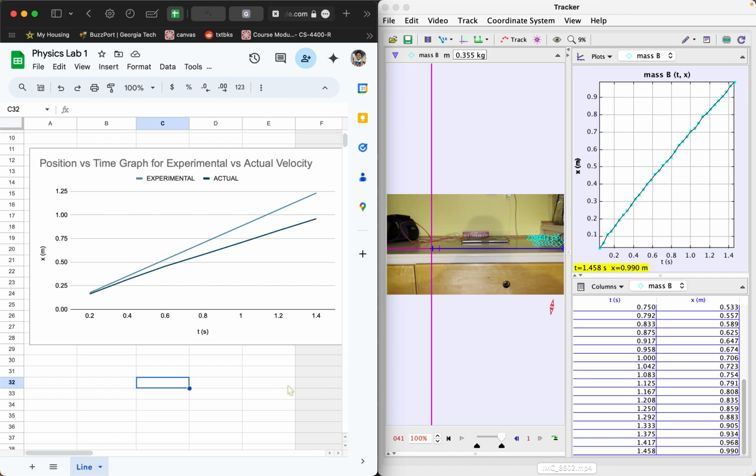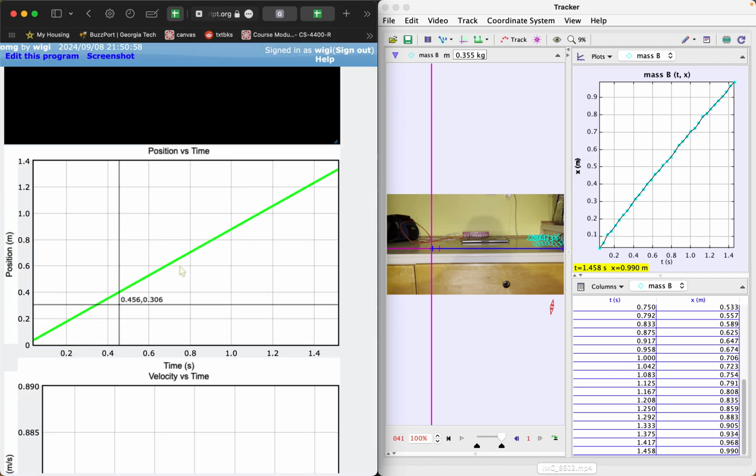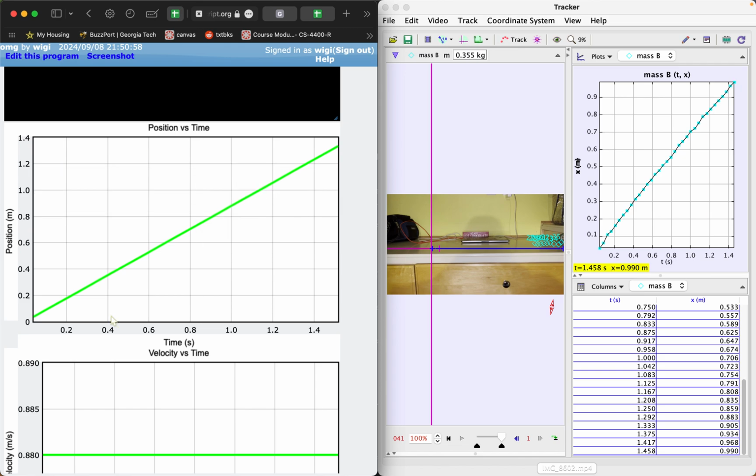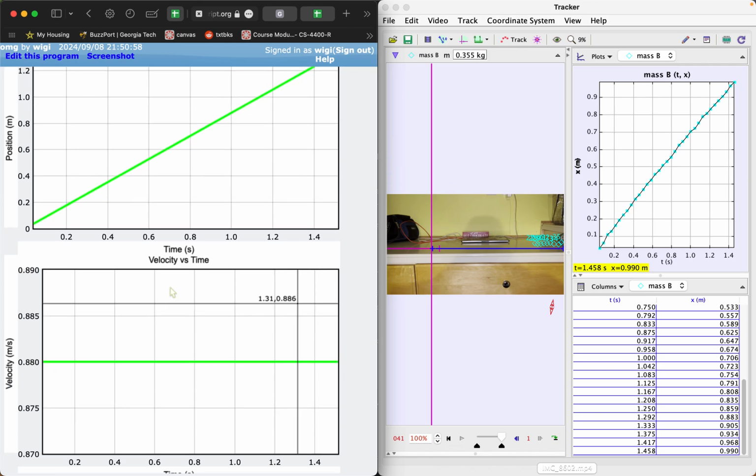The position versus time graph shows a straight line, confirming constant velocity, while the velocity versus time graph remains constant, reflecting no significant acceleration, and this was for the computational model. So we can see how the velocity is constant as observed in the position versus time and the velocity versus time graphs. And as observed here as well, this appears to be very constant. So that's how we know that all this that we have been talking about is true.